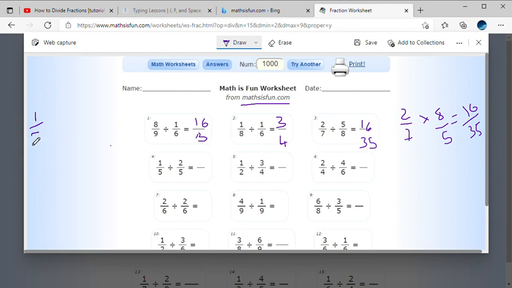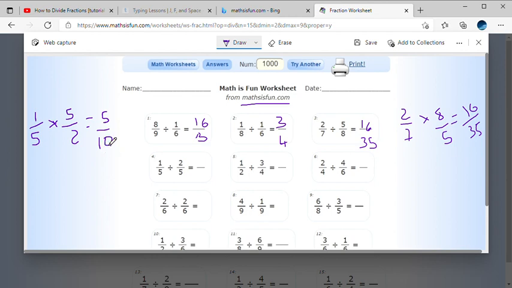Alright, so it's 1 over 5 being divided by 2 over 5. We change the sign to multiplication and then reciprocate, so it'll be 5 over 2. We could simplify the 5 and the 5 and then cross multiply, but let's just cross multiply. So it'll be 5 times 1, which is 5, and 5 times 2, which is 10.